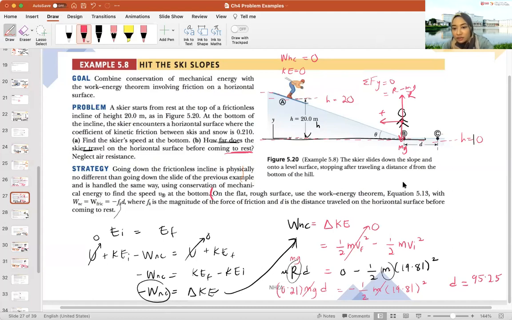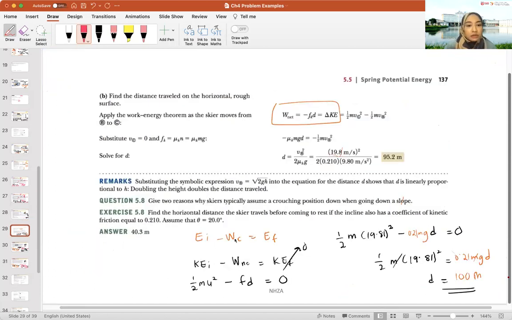Oh, dah ada orang jawab dah. Sorry. Sama. Kenapa Syaki dapat 196? Oh, lupa divide. Okay. So everyone got 95.25. Don't forget units. It is in meter because this is distance.